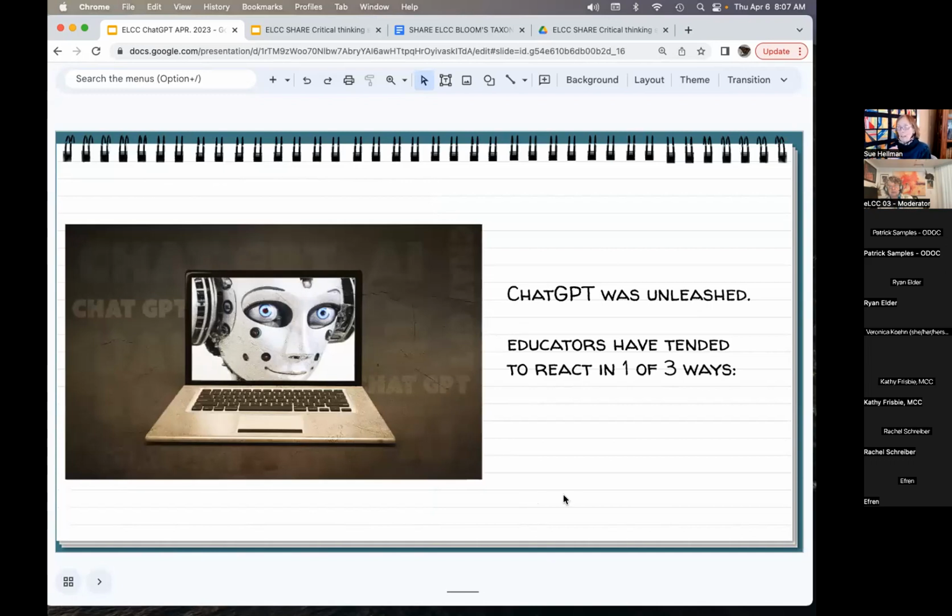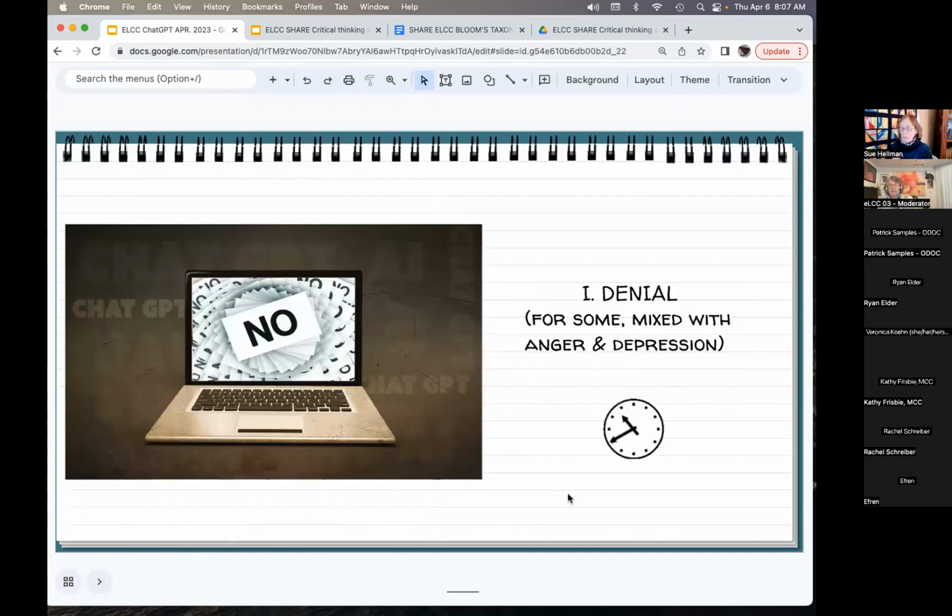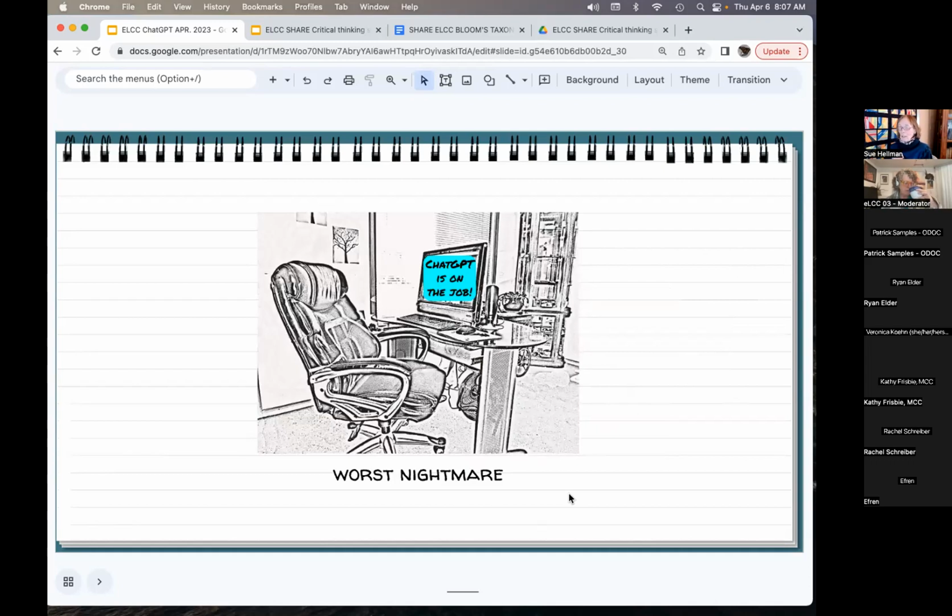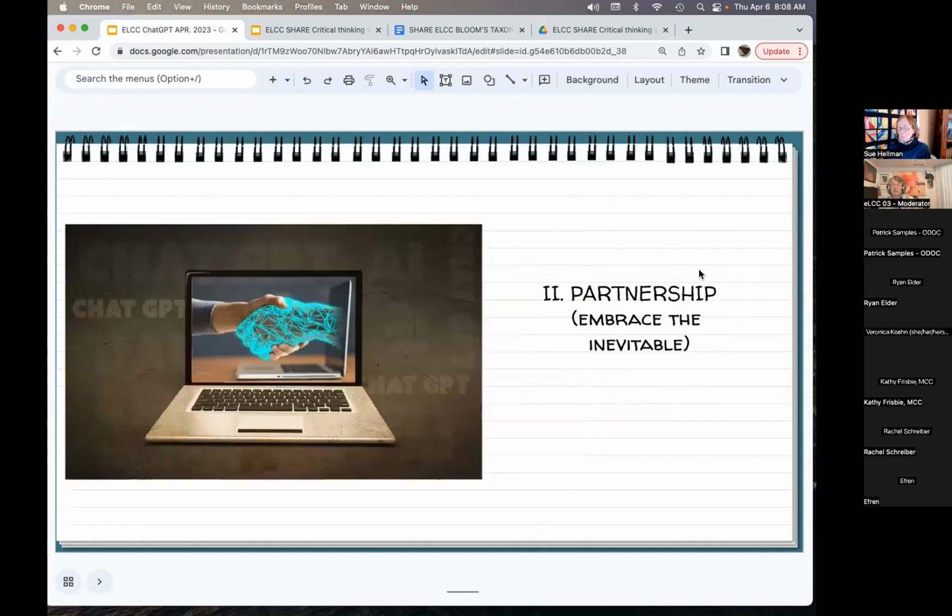So educators have tended to react in one of three ways. Denial, often mixed with anger, depression, a sense of loss, a sense of helplessness, and a desire to roll back the clock. ChatGPT is kind of your worst nightmare, because where are the students in all of this if ChatGPT is doing the work? And there are courses that students can take, free or for $20, to show them how to get better marks on essays. There are actually online courses now for that kind of thing.